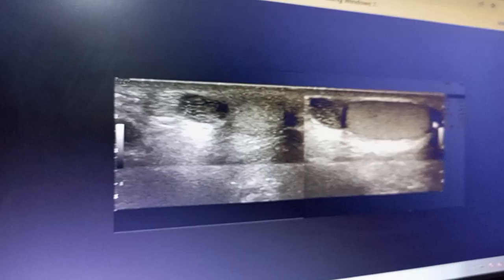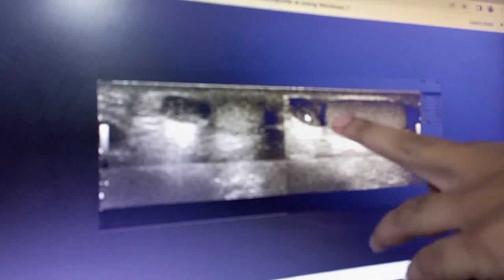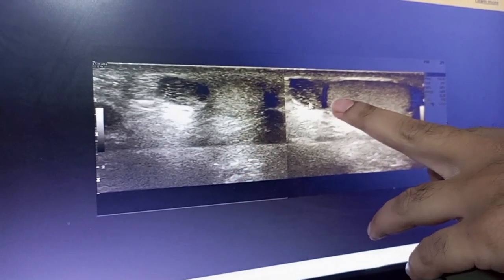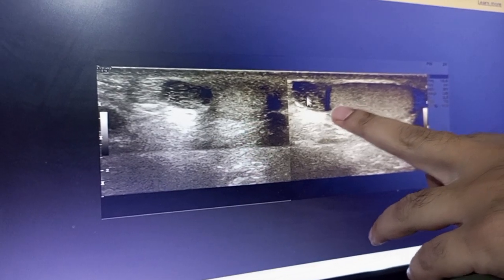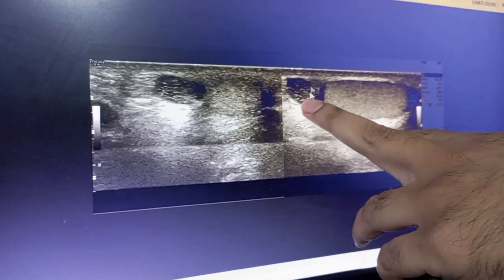Measurement is 1 to 4 mm. So this is the accessory testicular tissue. This is the case of the torsion of the appendix testes. The appendix testes are enlarged and hypoechoic, and its size is more than 6 mm. On color Doppler, no flow is noted. So this is the case of the torsion of the appendix testes.